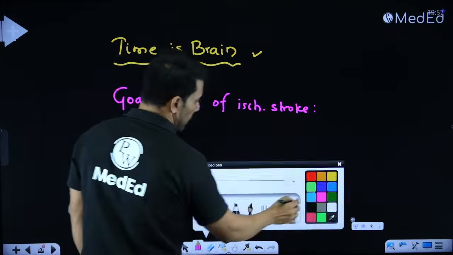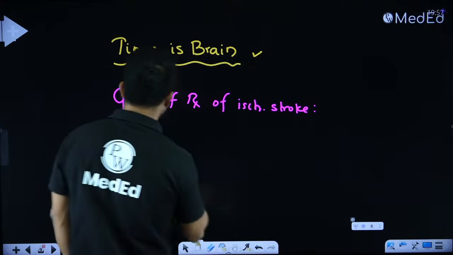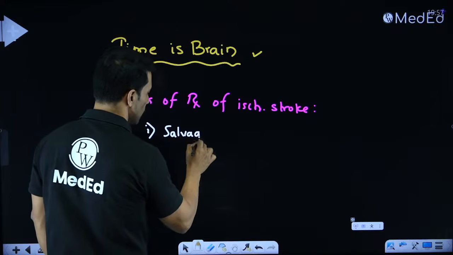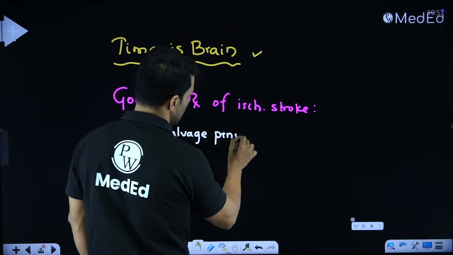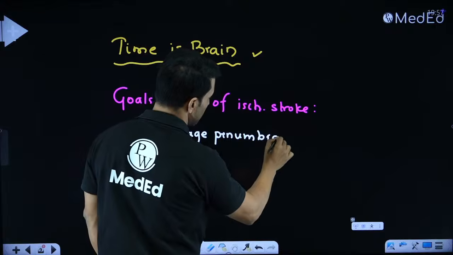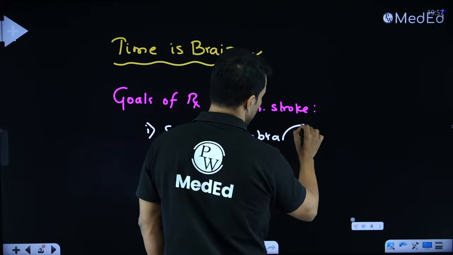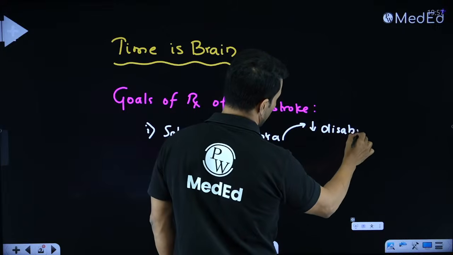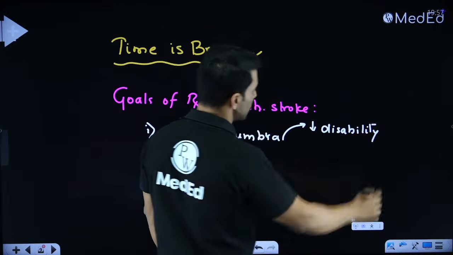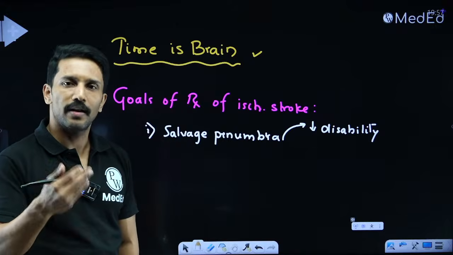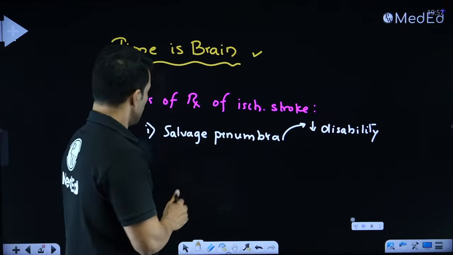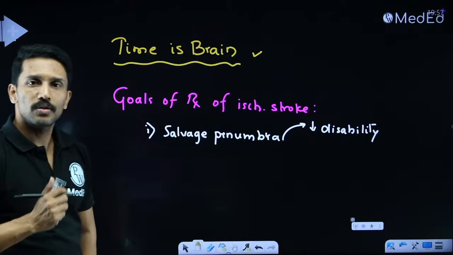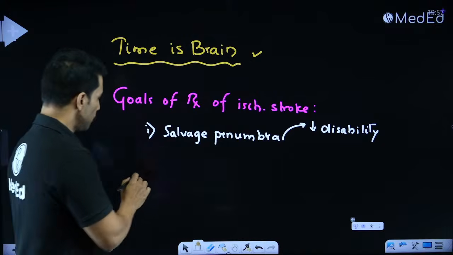Now, how does saving the penumbra make a difference to a patient's life? Because it reduces the disability, right? So the goal of treatment is to salvage the penumbra. By saving the penumbra, we reduce disability. Because if I don't save the penumbra, that will also become infarcted and he will remain disabled, right? And can I say by reducing the disability, I reduce the risk of death in patients with stroke?